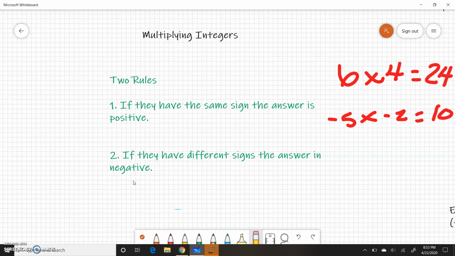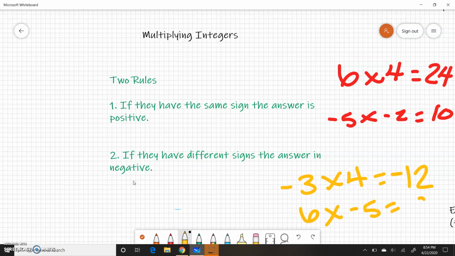Now rule number two: if they have different signs, then the answer is negative. So if you have negative 3 times 4, 3 times 4 is 12, and one is negative, one's positive. They have two different signs, so the answer is negative. You could have 6 times negative 5. 6 times 5 is 30. One is positive, one is negative, so your answer is negative.